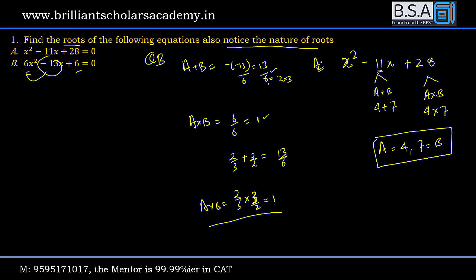How did the hint come? Denominator is 6. 6 can be written as 2 into 3. So I felt if below is 2, then above will be 3; below 3, above 2, so that matches. So I found out the roots like this. But is it feasible? Now, listen carefully.